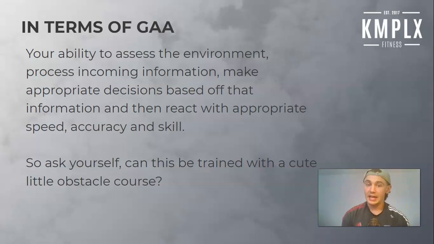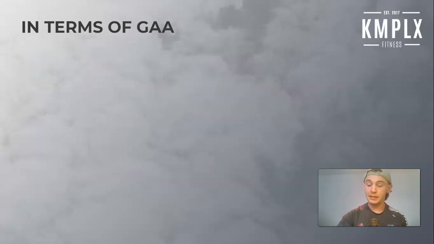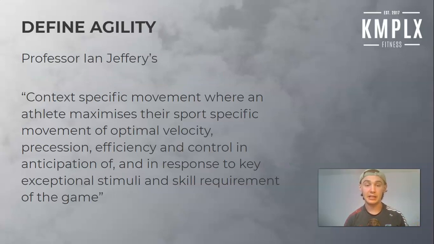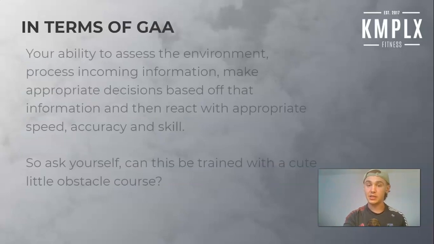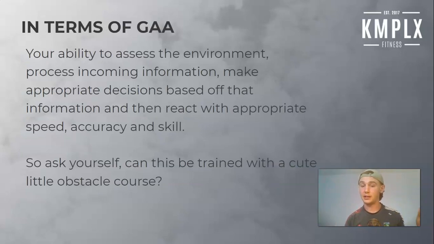So what's important there is, and this is why agility and speed differ. This says it's to react with appropriate speed, accuracy, and skill. So you see here, if you look at this, it's sport-specific movement with optimal velocity. So that does not always mean greatest velocity.